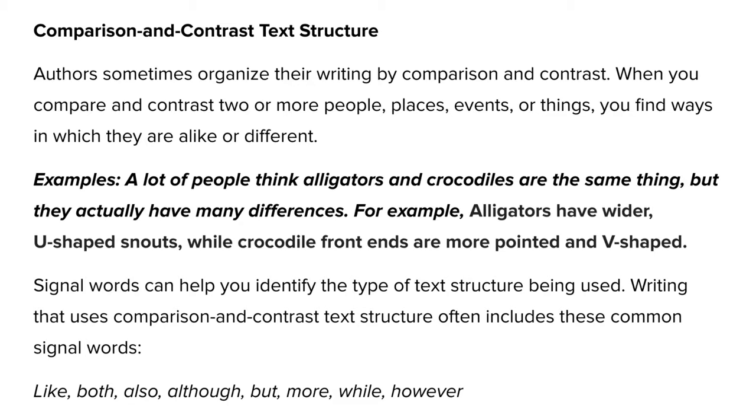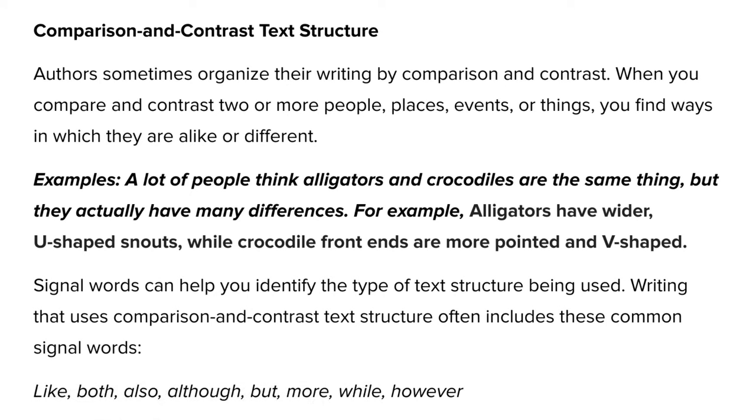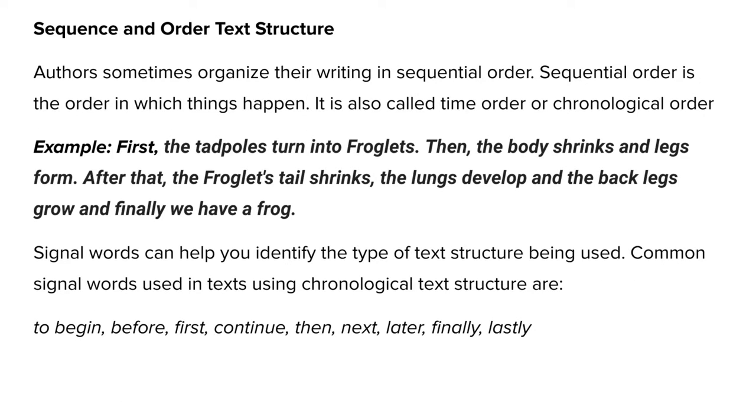You'll sometimes find signal words that can help you identify the type of text structure being used. Writing that uses comparison and contrast text structure often includes words like both, also, although, but, more, while, however, and you see them here, right? But they actually have many differences. Alligators have wider U-shaped snouts, while crocodile front ends are more pointed and V-shaped. And the author is contrasting alligators and crocodiles, so they use this structure.